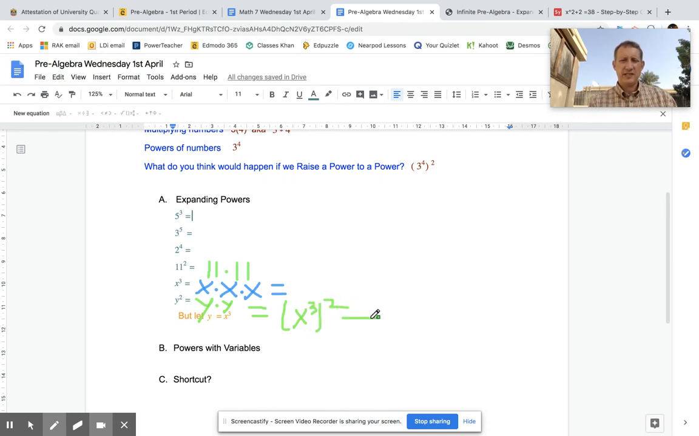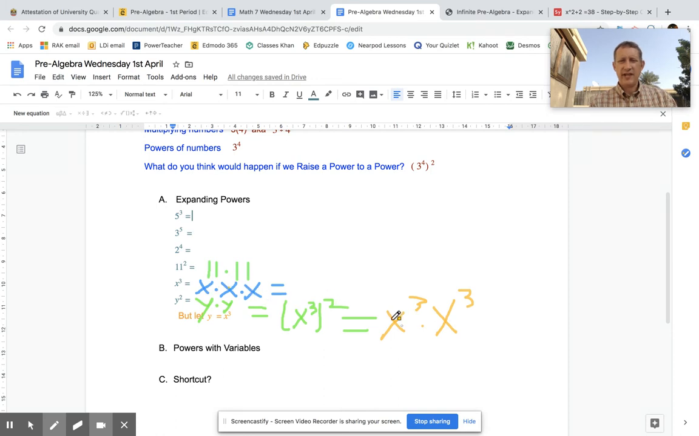Which, as we just saw, y squared is y times y. So x to the 3rd squared, if y equals x to the 3rd, is going to be x to the 3rd times x to the 3rd. And what is x to the 3rd? It's x times x times x.